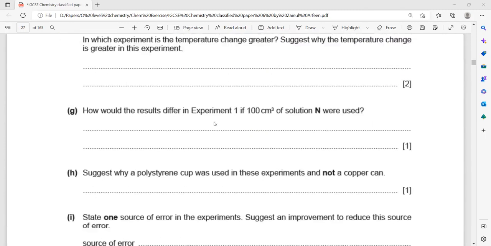So how would the result differ if 100 cm cube of solution N were used? Like if we use a greater amount of N, how will the results differ? Greater temperature change, greater maximum temperature.